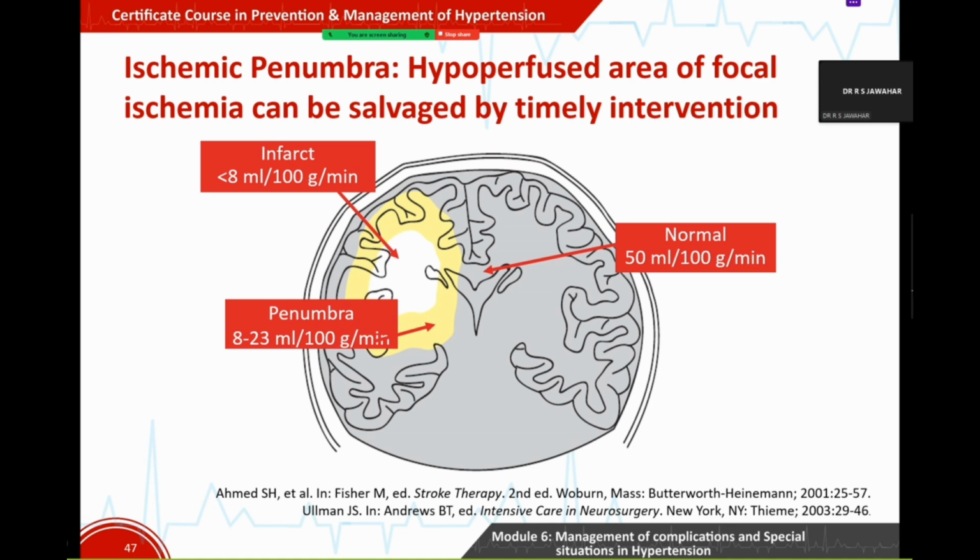By keeping the blood pressure higher, maybe at the systolic beyond 160 or 170, and the diastolic beyond 100 or 110, you are making the blood enter into this penumbra area, so that the ischemic zone will be reduced and the recovery will be very good. So the normal blood supply here is 50 ml per 100 grams per minute, whereas in the penumbra area, it is 8 to 23 ml per 100 grams per minute. In the infarct area, less than 8 ml per 100 grams per minute.